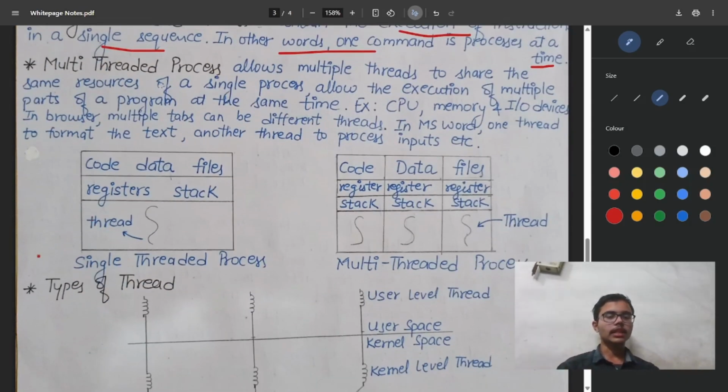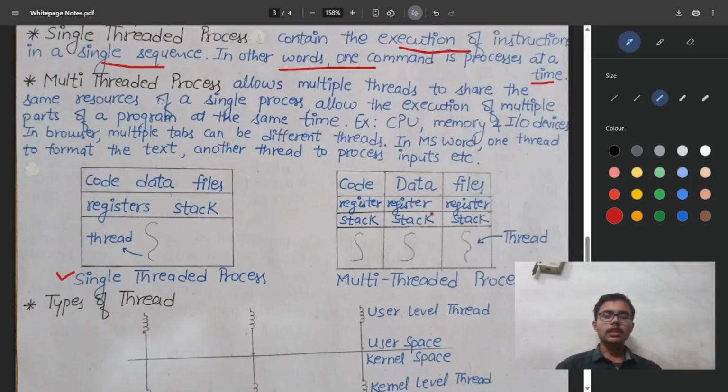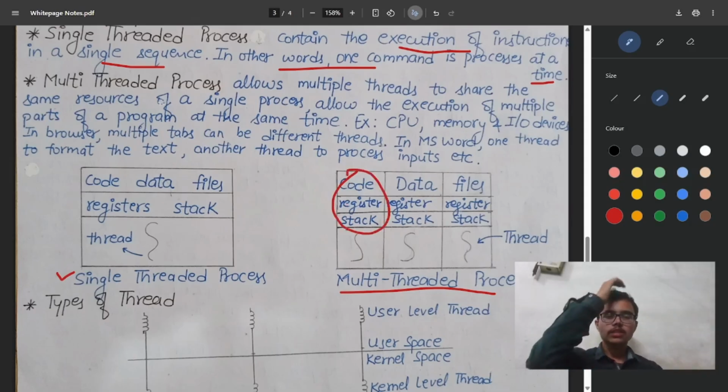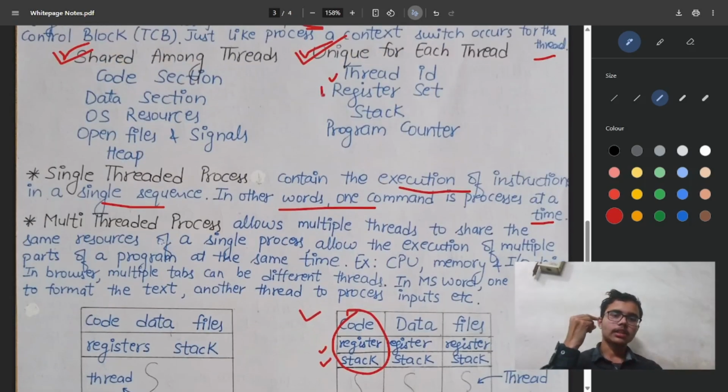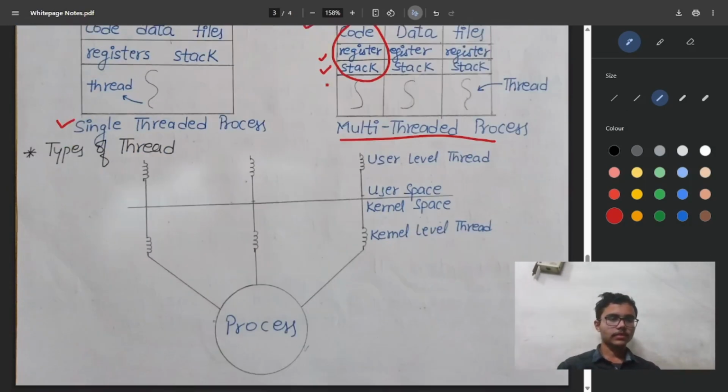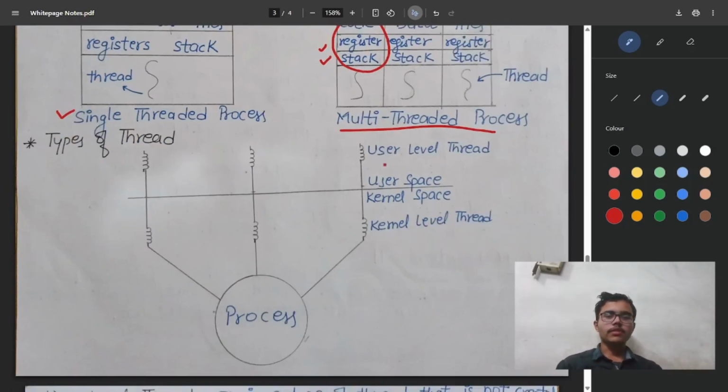In a single-threaded process, there are code, data, files, and register and stack. These are the multi-threaded processes where multiple threads of a single process exist, and the things unique for every thread are stack, register, and thread ID, the register set. Here you can see there are two types of threads.